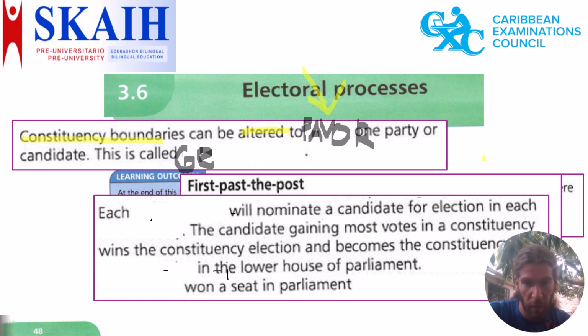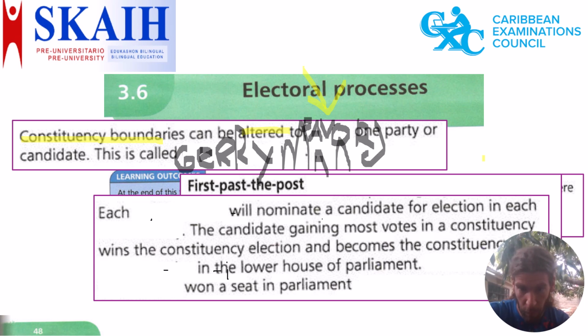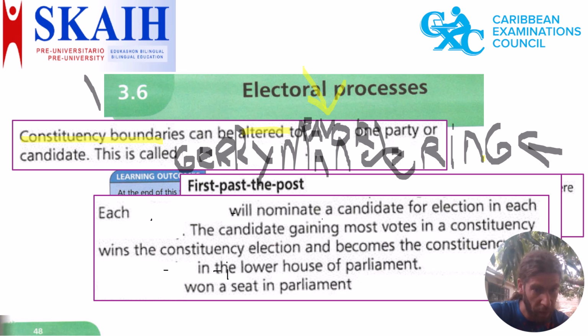Don't ask me where that word comes from, but when you help one candidate by altering the constituency boundaries, this is also called gerrymandering. If you know where the word comes from, or if you Google it, you can find out and let me know below. And they do this to favor one party or a candidate. So they draw the lines differently of the boundaries, the limits, the borders of the constituencies, so a certain candidate or a certain party is actually favored by this.